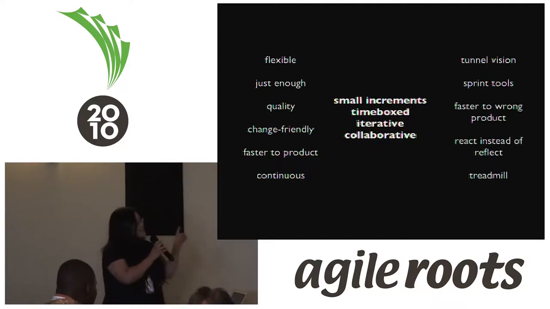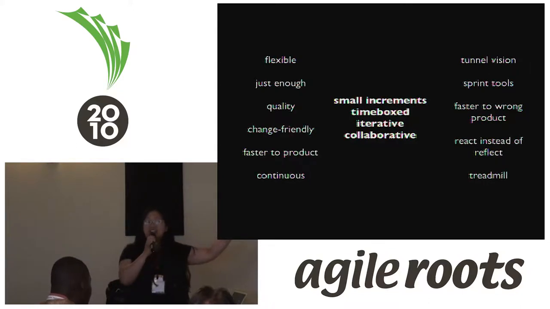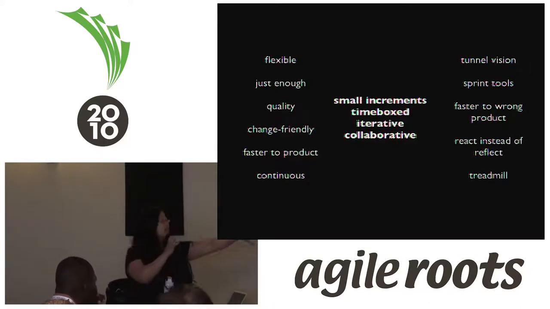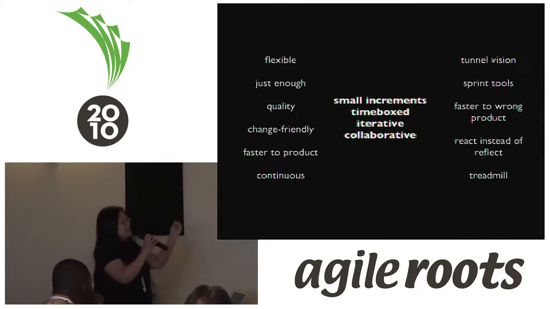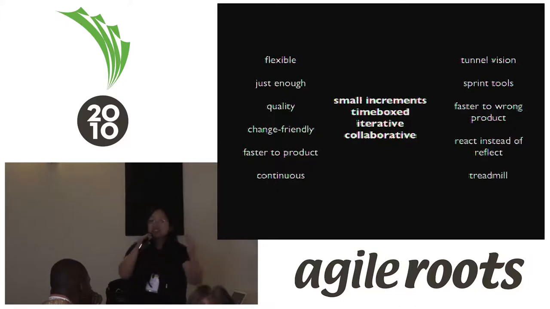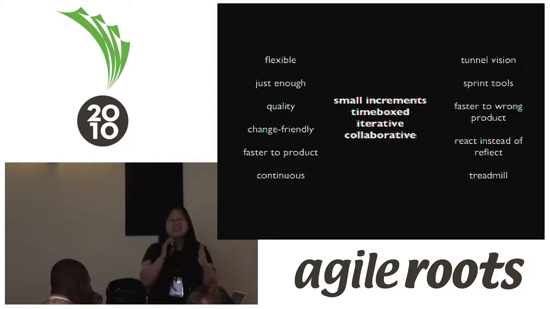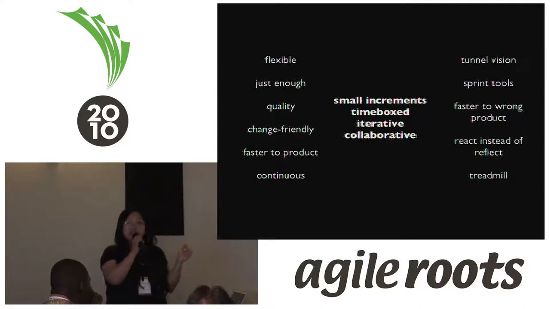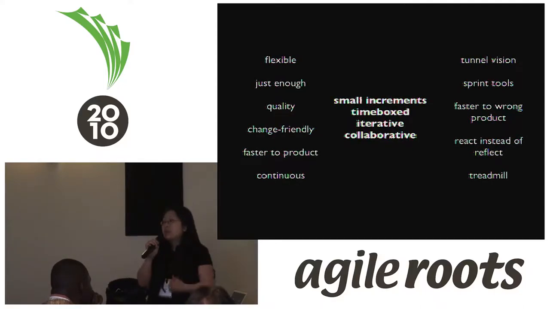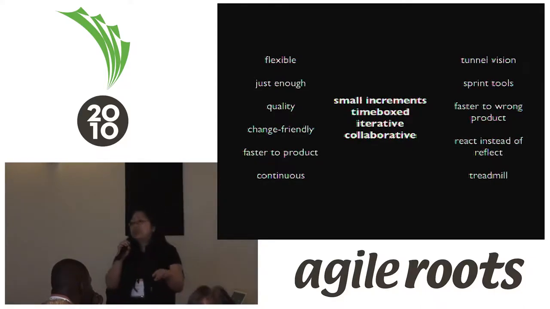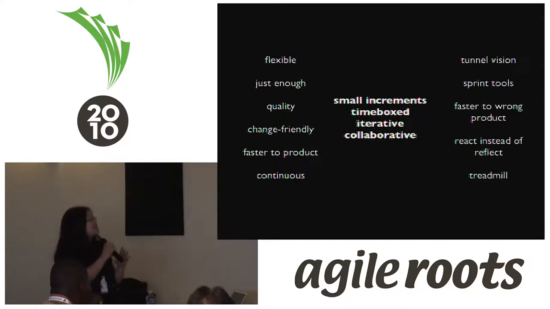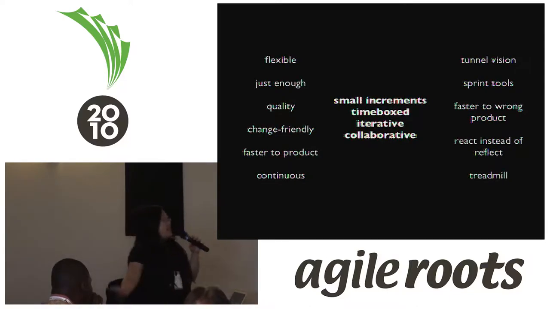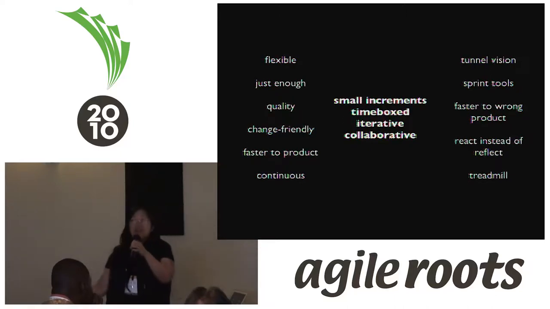However, some of the not-so-great things that result from working with small increments, time-box, iterative, and collaborative, is that you tend to develop what I think of as a sprint-sized tunnel vision, okay? You tend to choose tools to do your work that work well within a sprint, or you tend to adapt the techniques and the tools that you use so that they can be done inside a month or 2 weeks. And yeah, you can get faster to the product, but you can get faster to the wrong product.